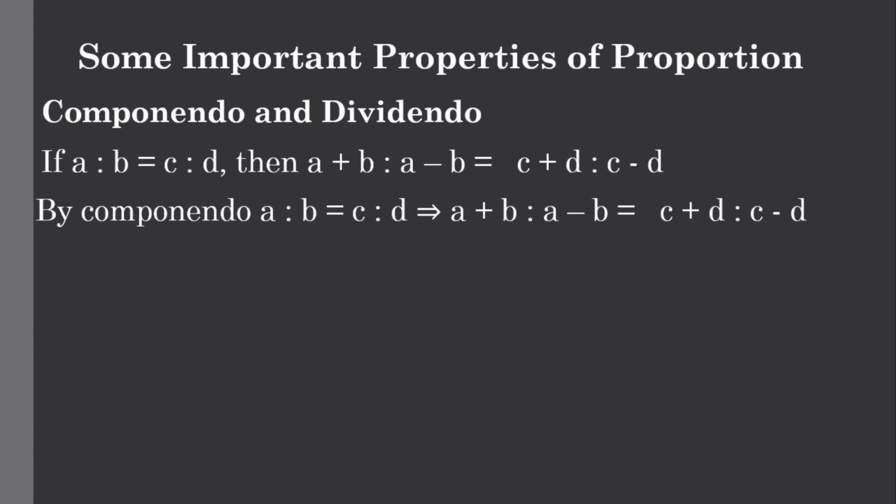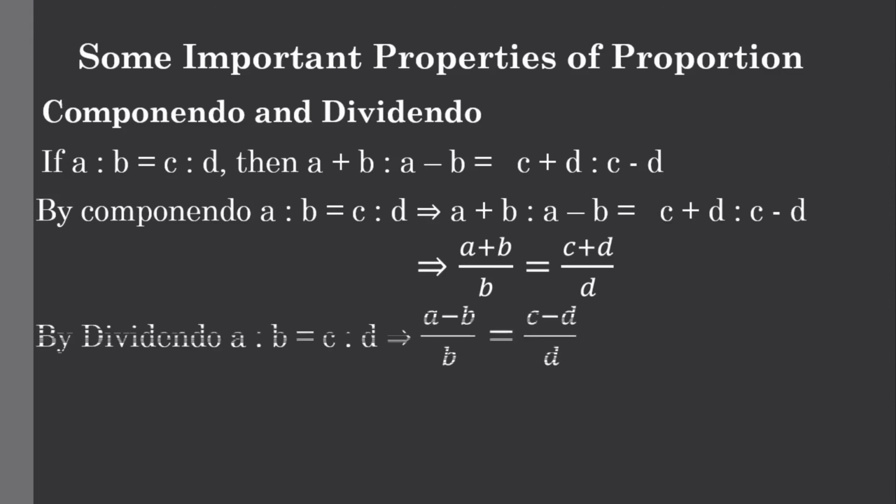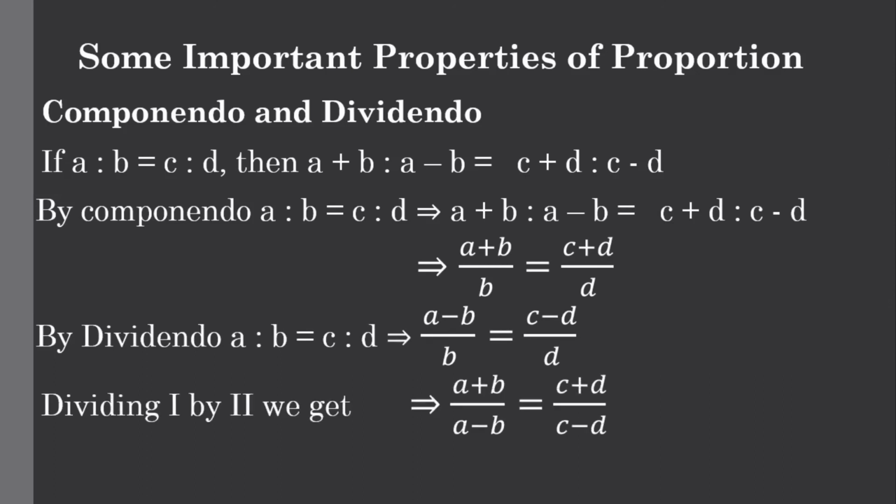So let's write the componendo now. If A is to B is equal to C is to D, then the componendo will be A plus B by B is equal to C plus D by D. Then the dividendo will be A minus B by B is equal to C minus D by D. So let's divide both the equations. On dividing, I get A plus B by A minus B, which is equal to C plus D by C minus D. So these are the properties of proportion.